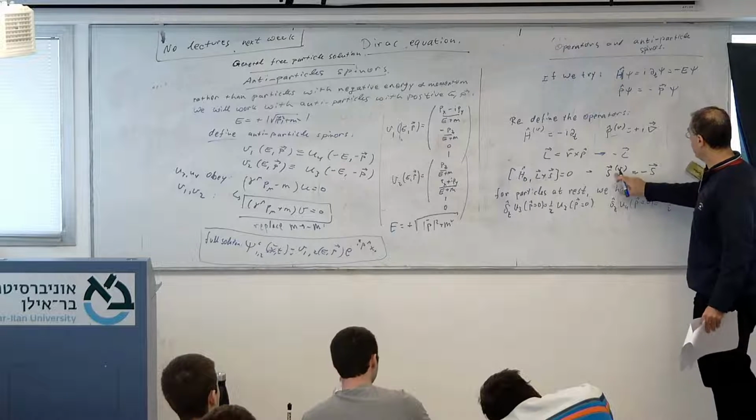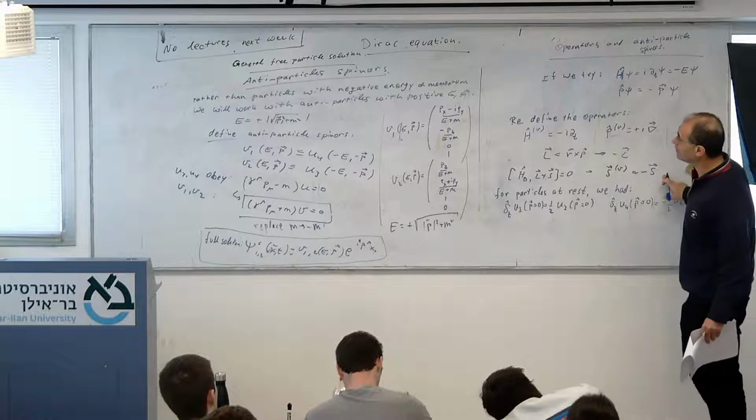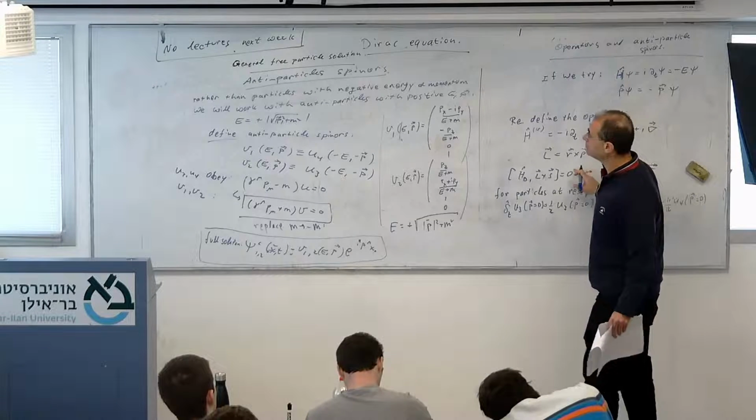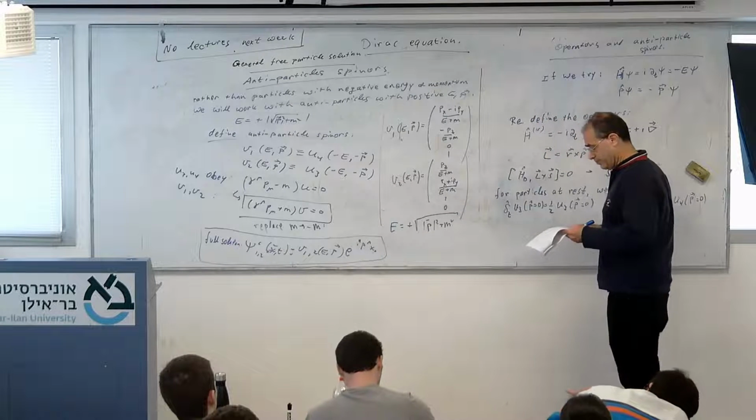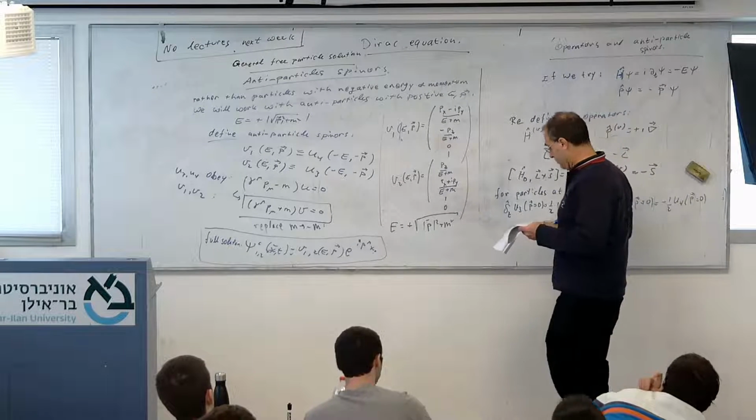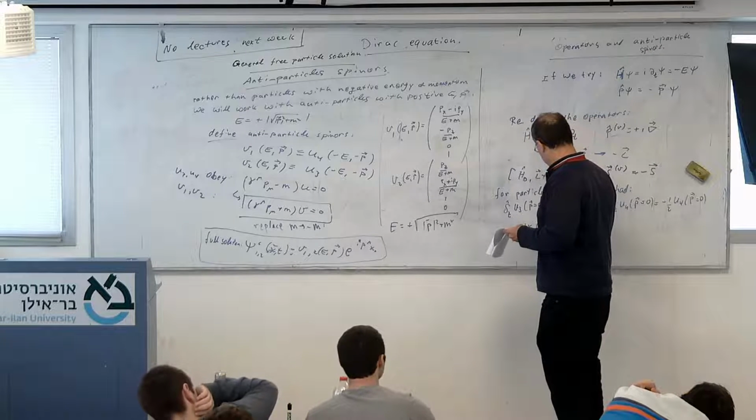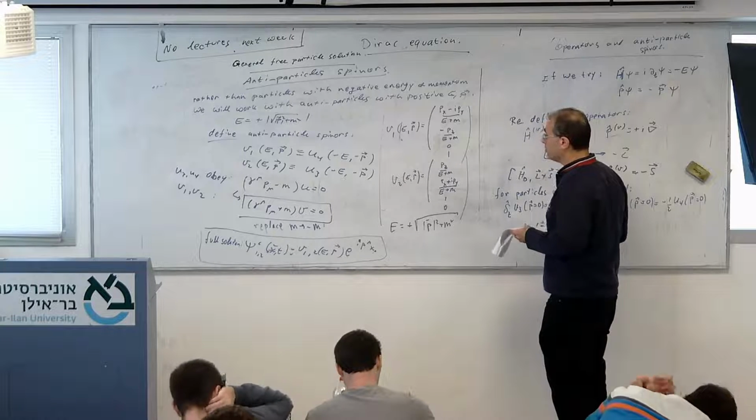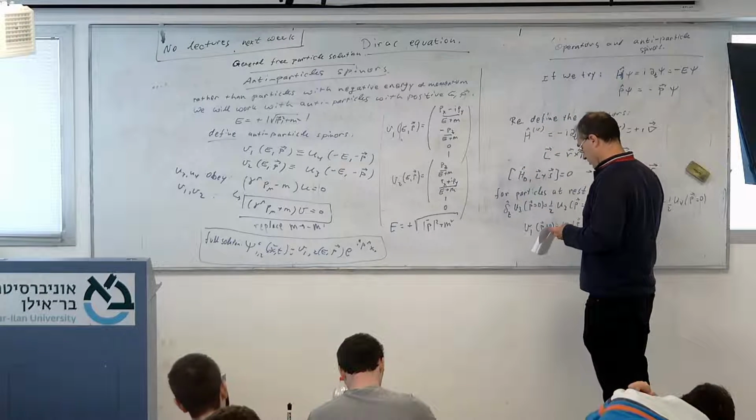Now we have that the antiparticle spin is the opposite of S, right? And we defined v1 to be u4 and v2 to be u3. So we have that v1 of p equal to 0 is actually u4 of p equal to 0.